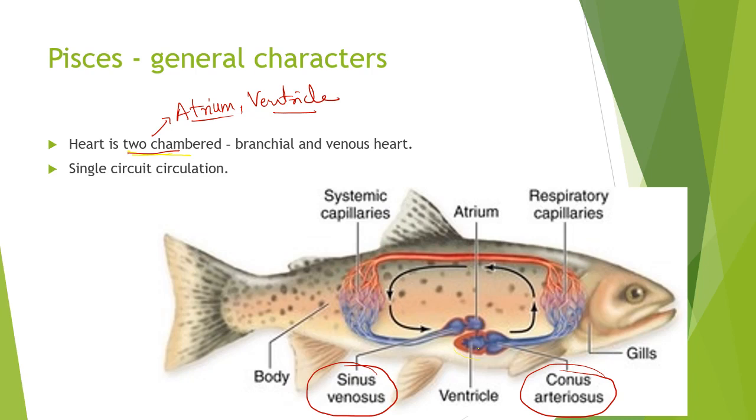And the heart of the fish is called a branchial heart. Why is it called a branchial heart? Because the blood is supplied directly to the gills, not to the body parts. Because of this reason it is called a branchial heart.